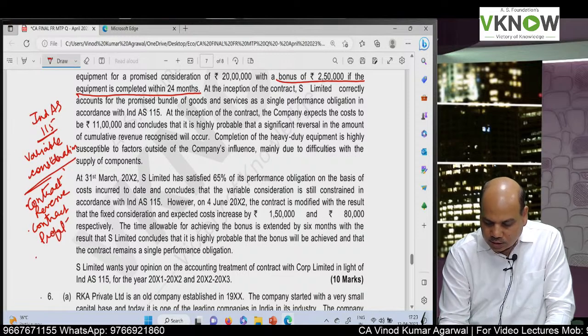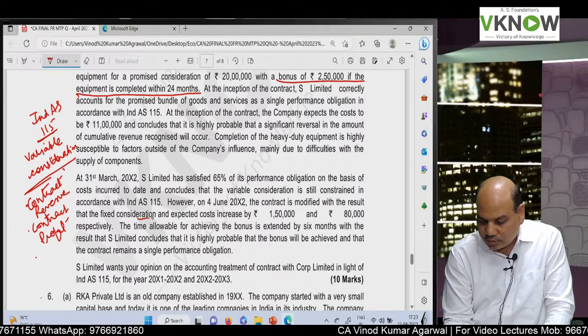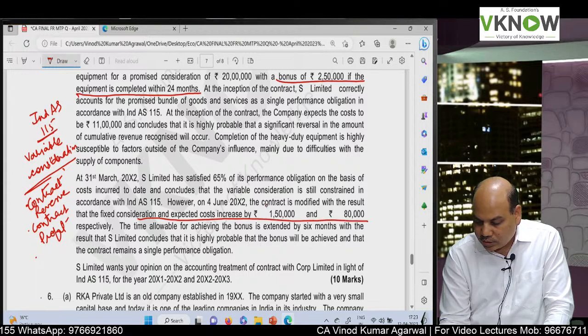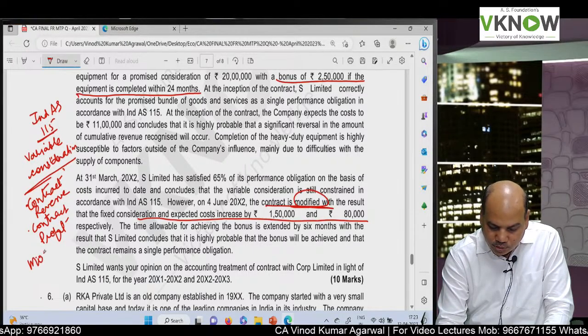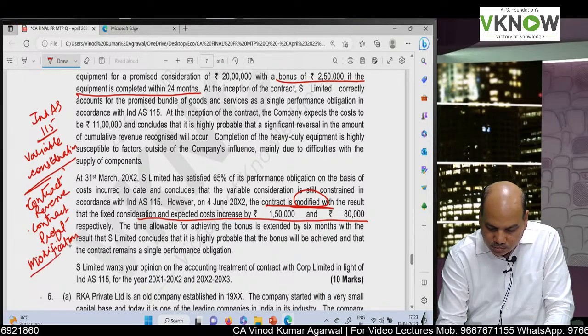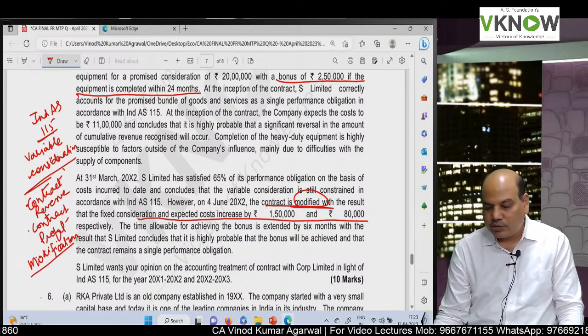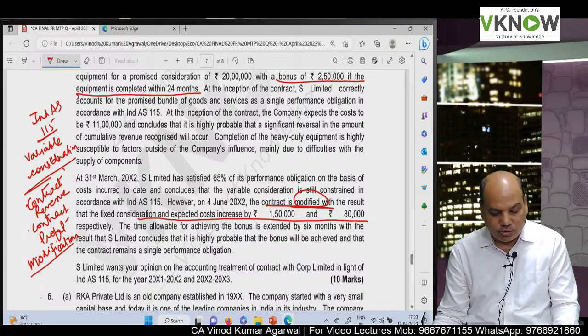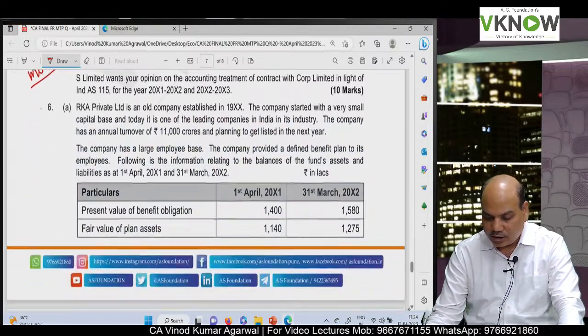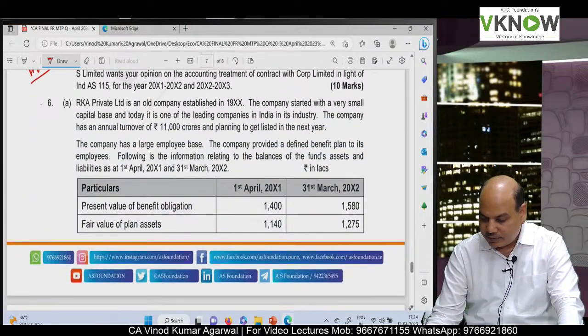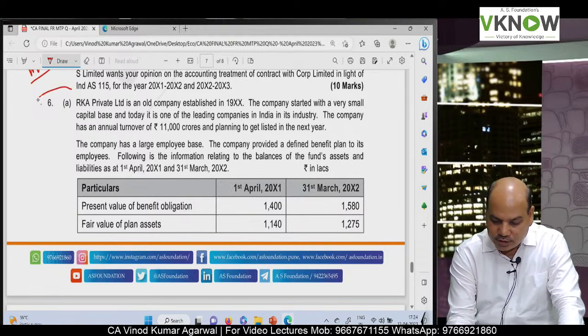Okay, and in this question, after 2 years, there is some modification also. So you will have to do one small adjustment of modification. So this is a good question and you can easily solve it. Similar questions have been covered in the study material and in the class. Now we'll come to question number 6A.